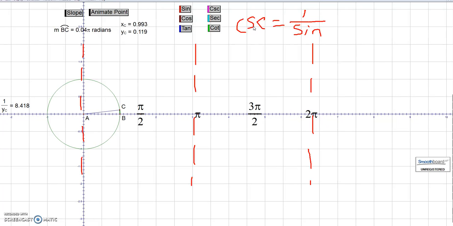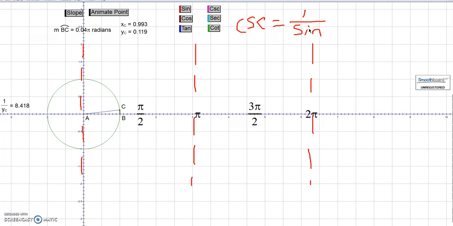And then when sine is 1, cosecant would also be 1, right? When the denominator is 1, 1 divided by 1 produces 1. So that's also something we want to be looking at. And I suppose when sine is -1, cosecant will be -1.